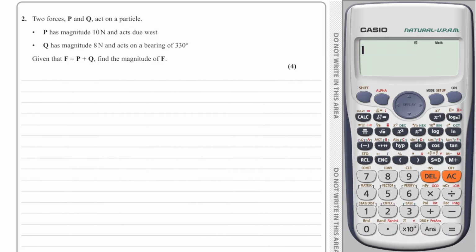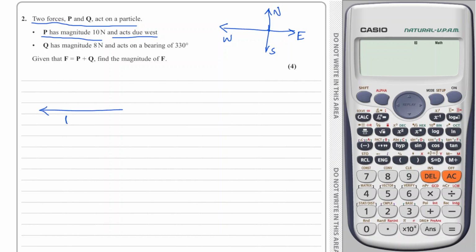Now we are going to solve a question based on vectors. In this vector form of the question, they mention two forces, P and Q, acting on a particle. The first force P has magnitude 10 Newton and acts due west. Due west means towards the left-hand side, because upwards is north, downwards is south, and towards the right-hand side is east. So towards the left-hand side is west, and the P force direction is towards west, 10 Newton.